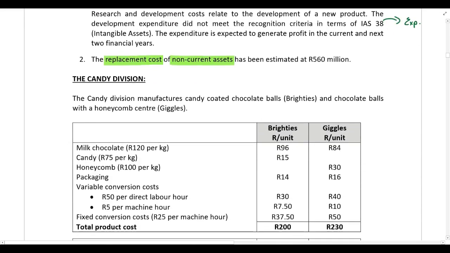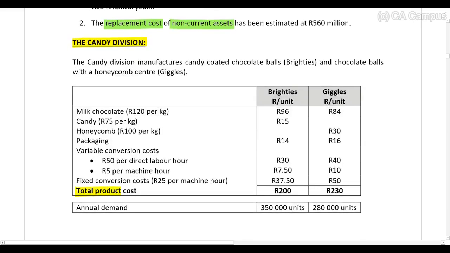All right, so that's all of the information relating to the biscuit division. Next, you are given information relating to the candy division. The candy division manufactures candy-coated chocolate balls, Brighties, and chocolate balls with a honeycomb center, Giggles. So just below you can see you have been given the total product cost for both of the products, for Brighties and for Giggles, and this is the cost per unit for each of the products.